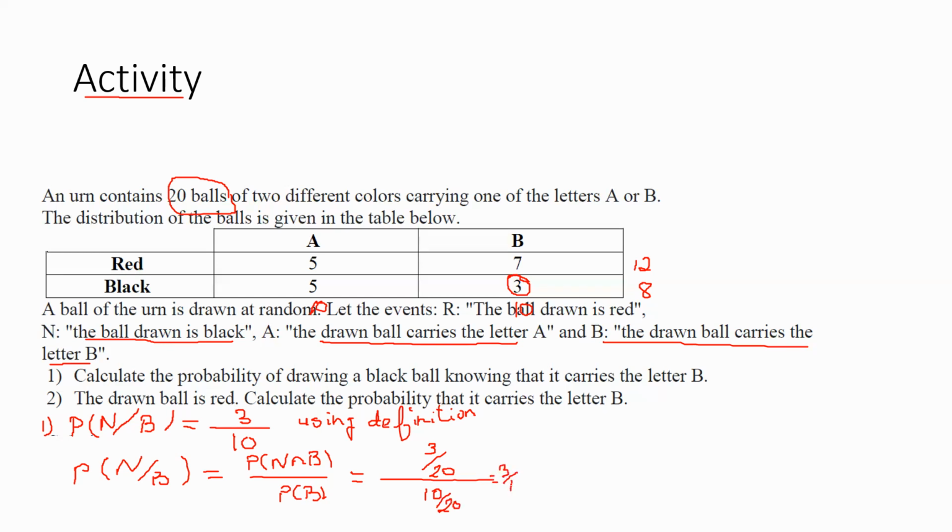This is using the rule, or using the definition. One of them. Okay, sometimes we cannot use the definition. We are going to use the rule. Sometimes we cannot use the definition. We have to use this rule. We will see later, or next time.